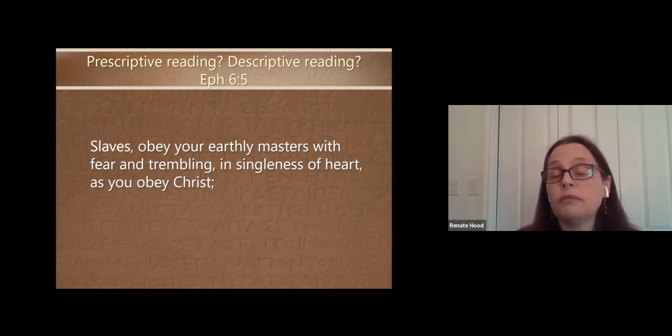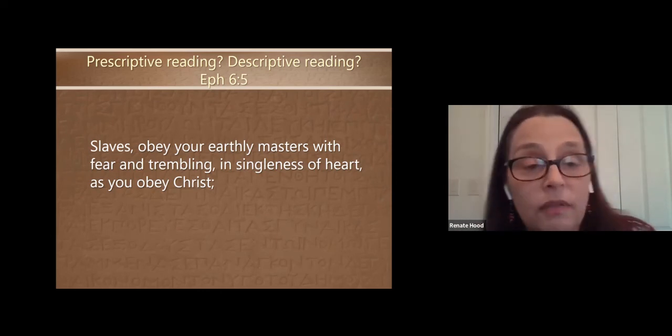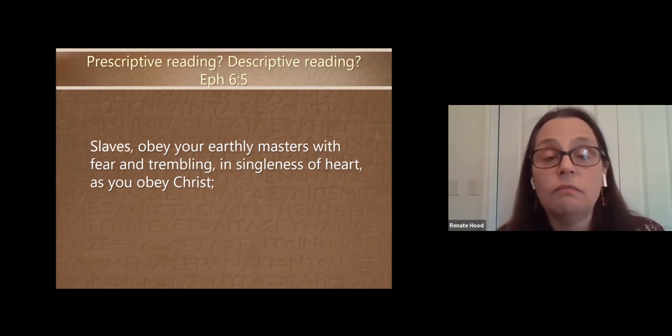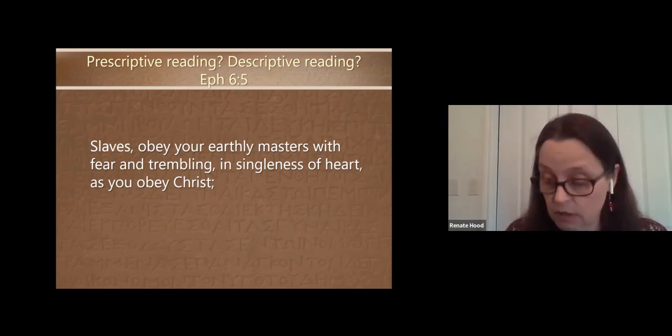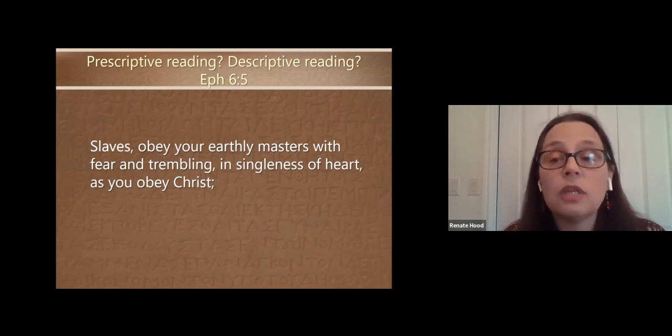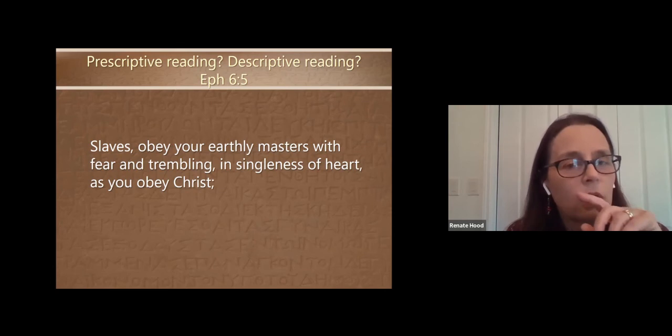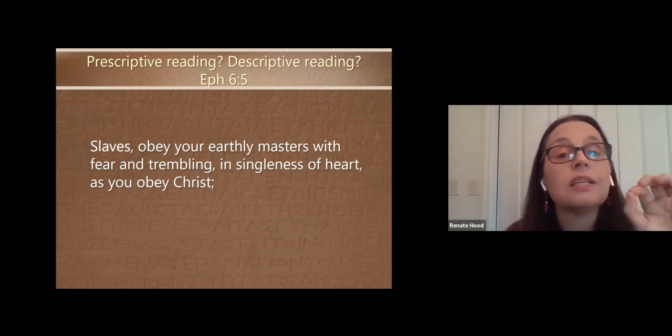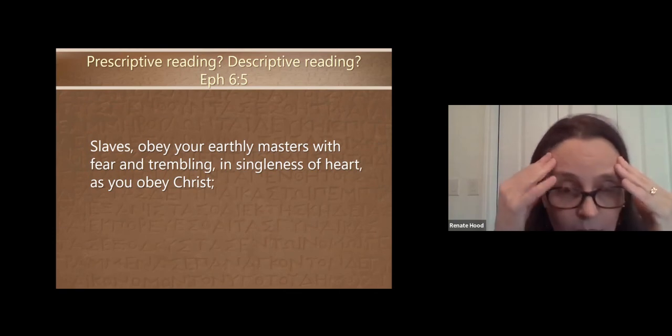So a prescriptive reading would mean that you take it very straightforwardly. So if in that setting you had slaves, then in this setting we have slaves. If in that setting you had earthly masters, then in this setting it's okay to have earthly masters. If in that setting they were to fear and tremble, then in this setting you fear and tremble. And not just for any reason, but because it's out of obedience to Christ. Whoa, this is so hard, right?